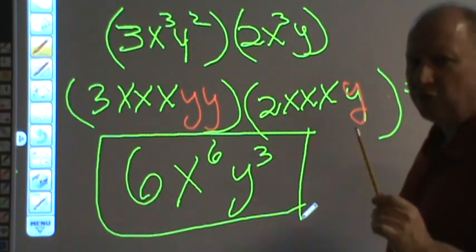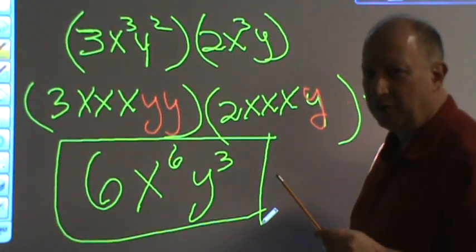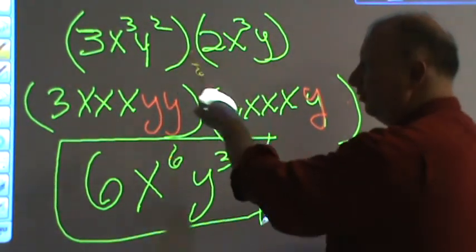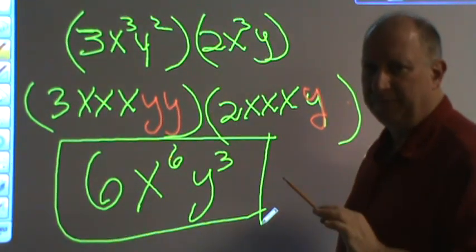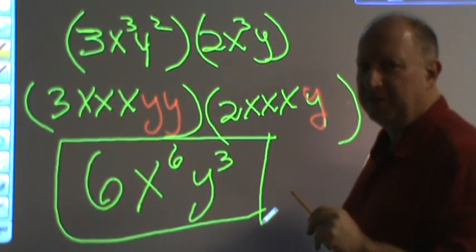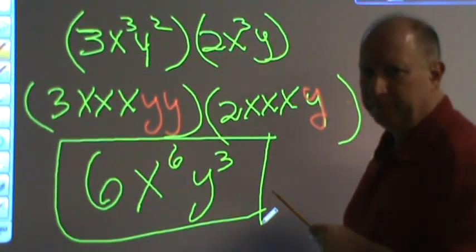Notice when you're multiplying right now, monomials by monomials, there's no plus sign here. We'll discuss that at a later time. But right now there's no plus sign, and all I'm doing is multiplying.